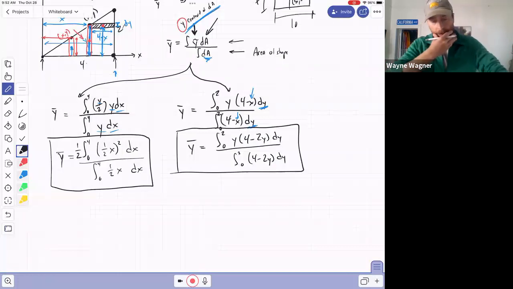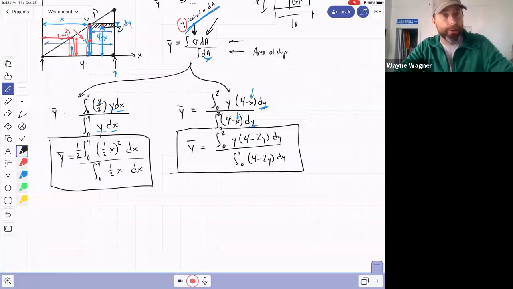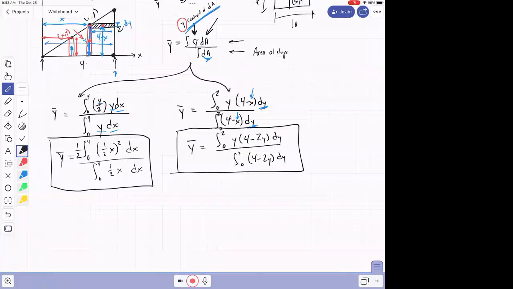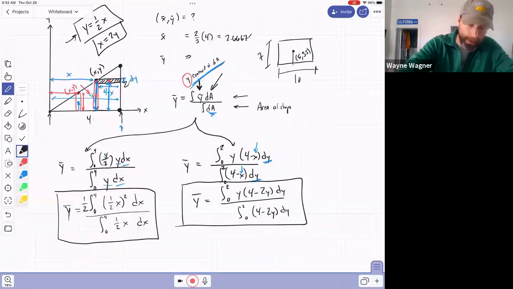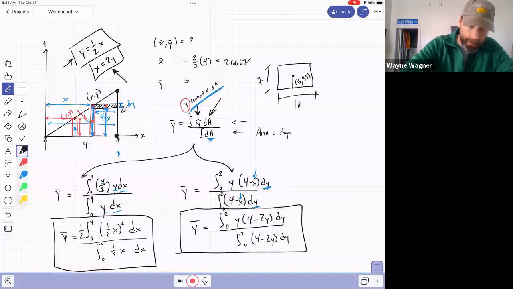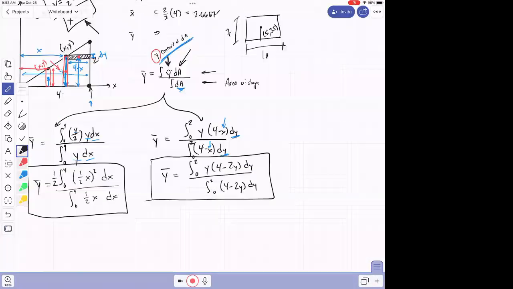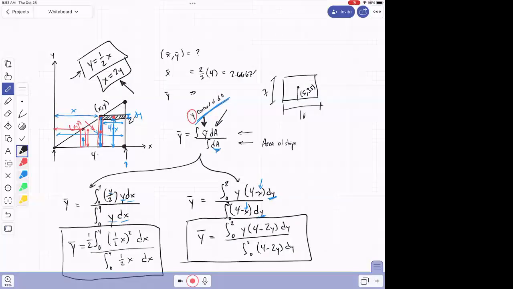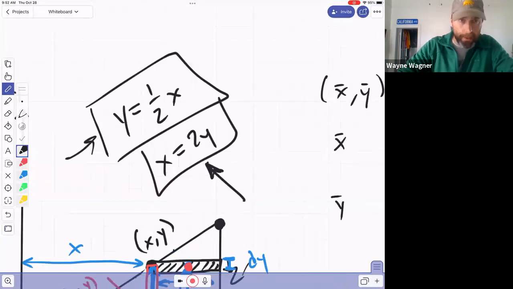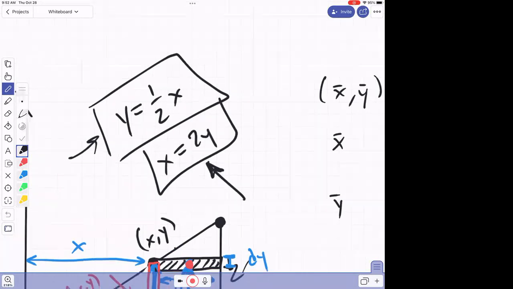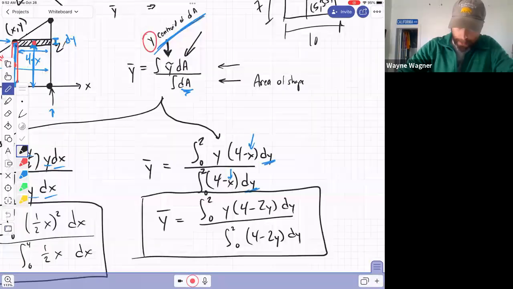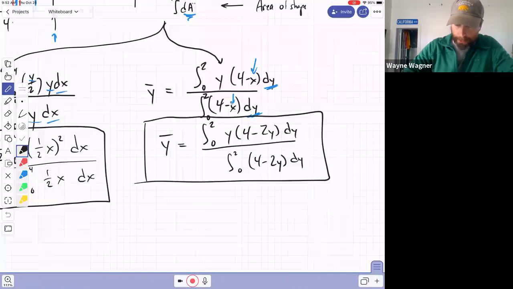Now the question is, which one is easier? That's the one that you would solve. How you got 4 minus 2y? So I plugged in x equals 2y right here. How you get x equals 2y? Okay, this is the equation of the line. I multiplied both sides by 2. Oh, okay. All right, so yes, I'm plugging in 2y in here.